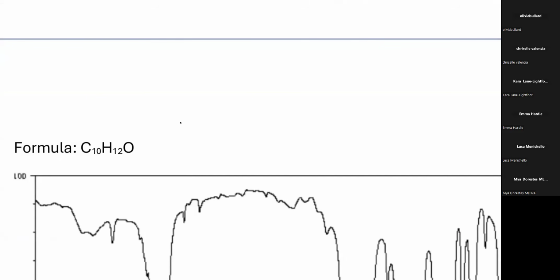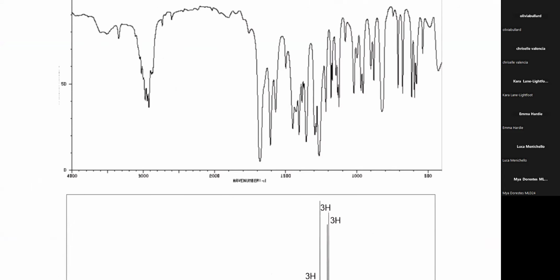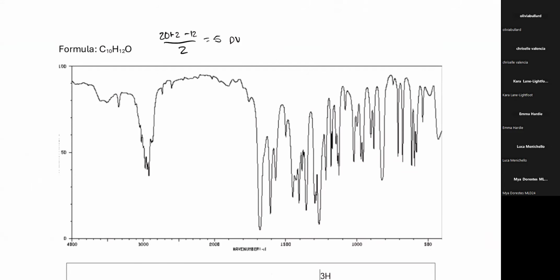All right, so this would be 20 plus 2 minus 12, divided by 2. So that's going to be 5 degrees of unsaturation. Again, there's no really obvious OH peak. This could be a carbonyl. I do have 1 oxygen and 5 degrees of unsaturation. So is this a carbonyl? Maybe, right? It's a possibility.